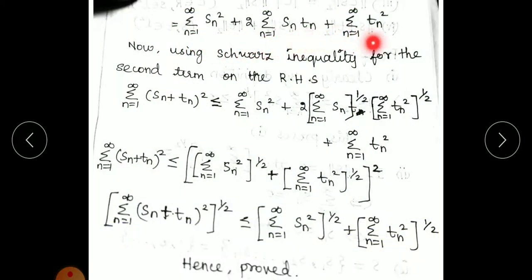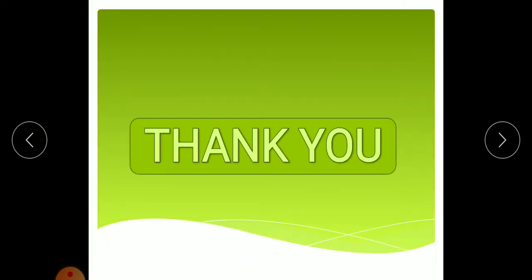And then now use the Schwarz inequality. Split like this, and then summation (Sn plus Tn) the whole squared is less than or equal to summation Sn squared whole power 1 by 2, and likewise this term, summation Tn squared whole power 1 by 2, the whole term by the a plus b the whole square formula. So this can be written as summation Sn squared whole power 1 by 2 plus summation Tn squared whole power 1 by 2. This proves the Minkowski inequality.